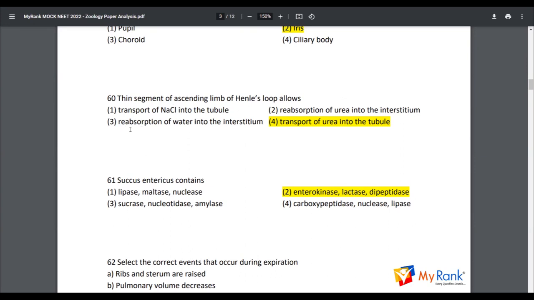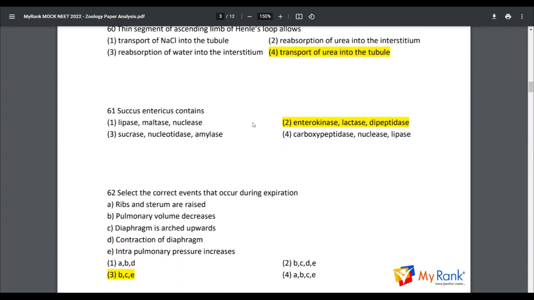Then option 3, reabsorption of water into the interstitium, is wrong. Water is not absorbed at the thin segment of ascending limb of loop of Henle. Then option 4 states transport of urea into the tubule, which is correct to maintain the osmotic balance. Here there is transport of urea into the thin segment of the ascending limb of loop of Henle. So option 4 is the correct answer.